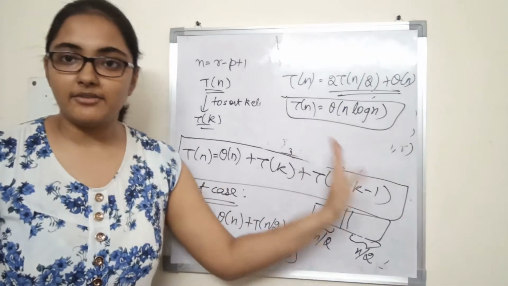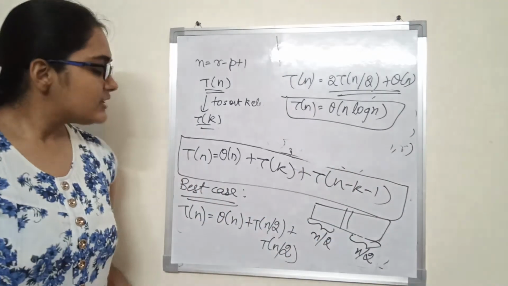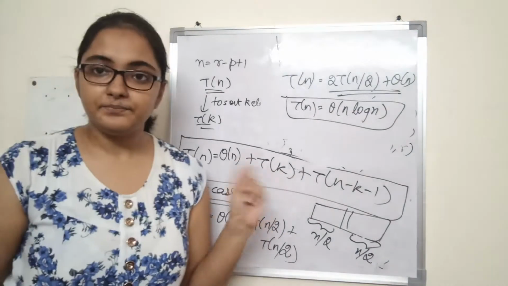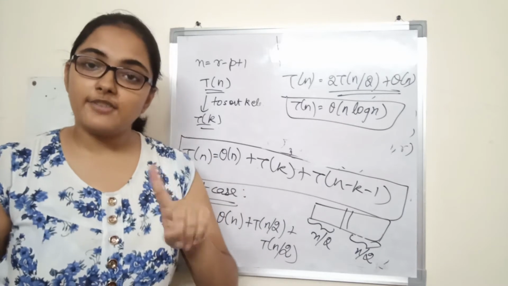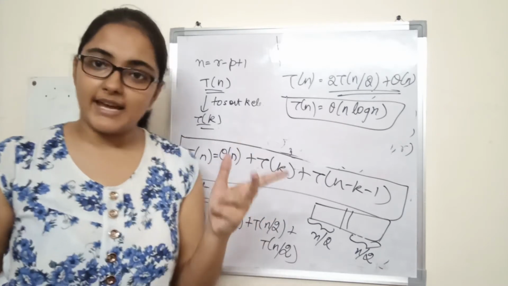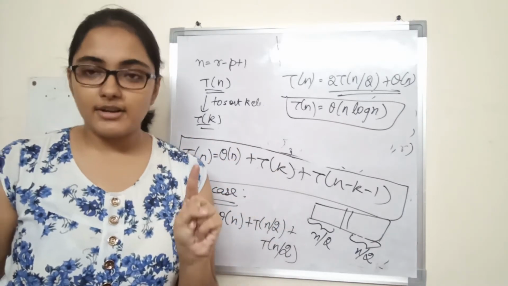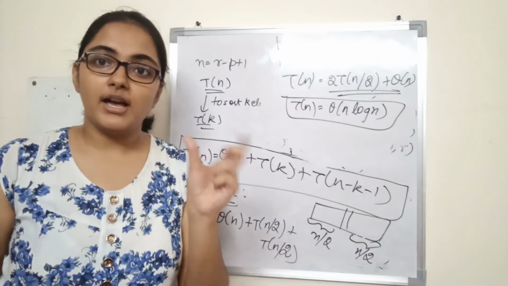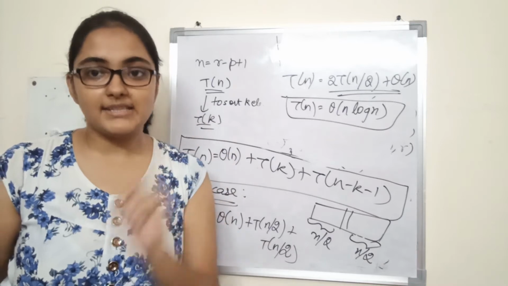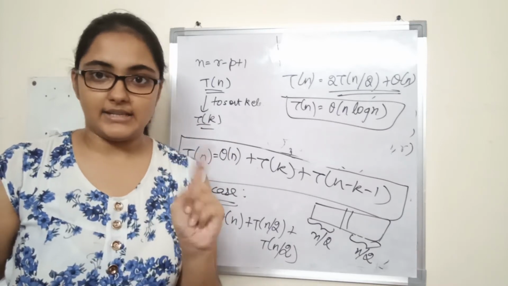Now let us talk about the worst case of quicksort algorithm. The worst case occurs when the partition function creates two subproblems, one of size 0 and the other of size n minus 1. Because one element is already in its correct position, it divides the sub-array into two subproblems, one of size 0 and one of size n minus 1, right?